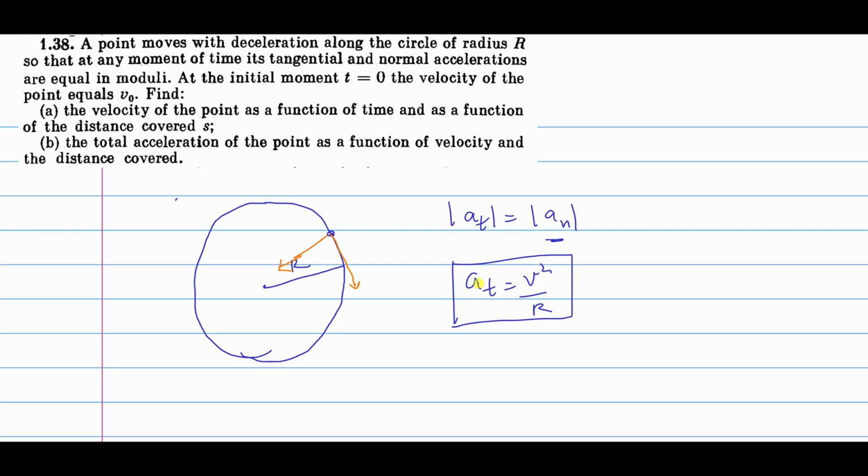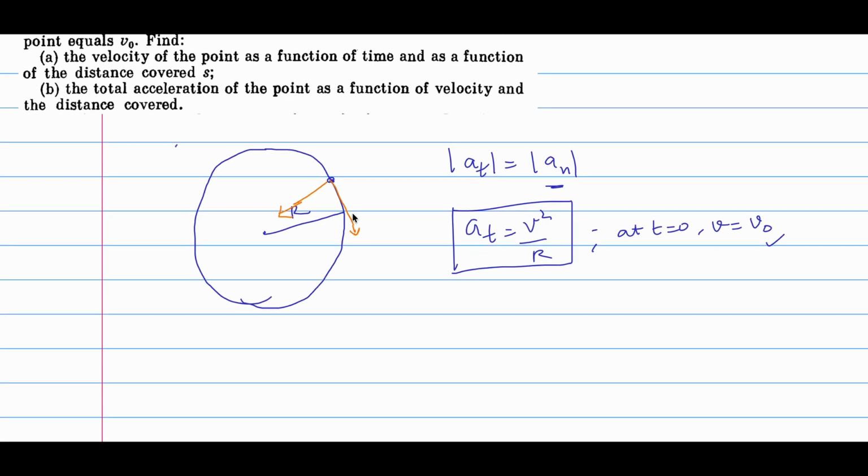Another thing is, at the initial moment t is equal to 0, the velocity of the point is v naught. Okay, this is given. Alright, we need to find the velocity of the point as a function of time and as a function of distance covered s. So let's find the velocity as a function of time first.